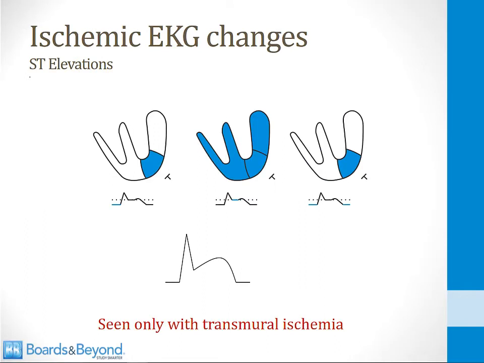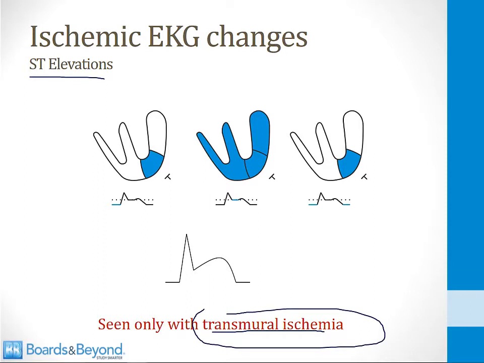Now let's talk about ST elevations, which are another ischemic EKG change. ST elevations are only seen in transmural ischemia. It's very important you understand this. Only with complete vessel occlusion and transmural ischemia will you see an ST elevation, and that's why the infarctions caused by complete vessel occlusion and transmural ischemia are called ST elevation myocardial infarctions, or STEMIs.